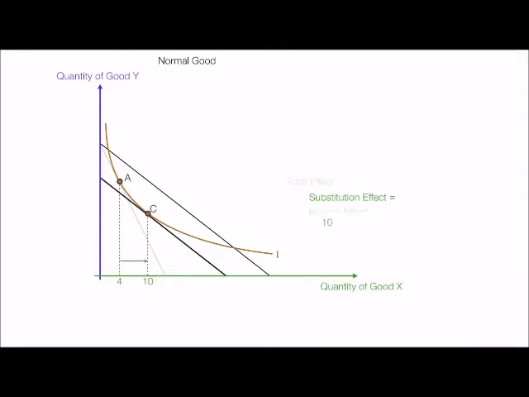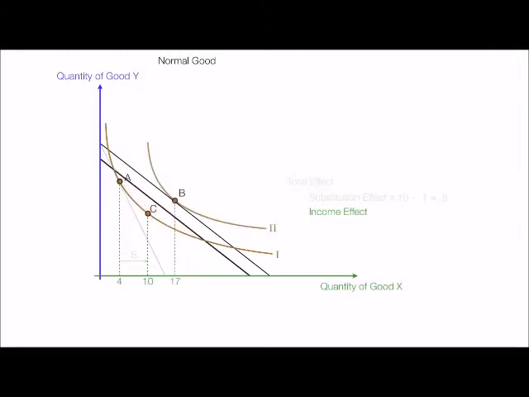So the substitution effect is 10 minus 4. And I'll label that S for the substitution effect. Now I will move the budget line back to its correct location, which is point B right there. Again, to do the substitution effect, I just move it back and forth parallel like that.